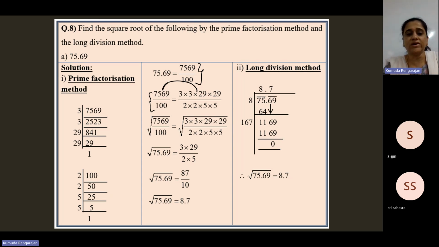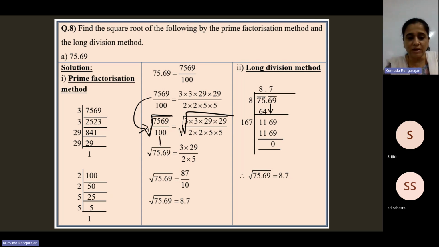So this number can be expressed like this. That is 7,569 is equal to 3 into 3 into 29 into 29. 100 is equal to 2 into 2 into 5 into 5. Now take square root on both the sides. Correct? That's the next step. I've told you, repeat the step and take square root on both the sides.